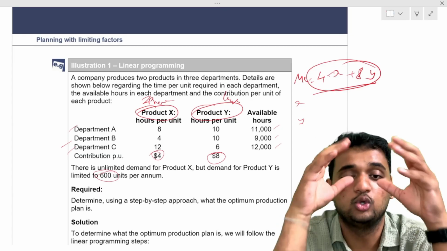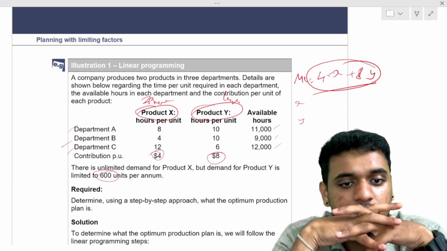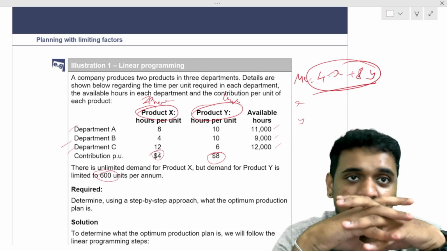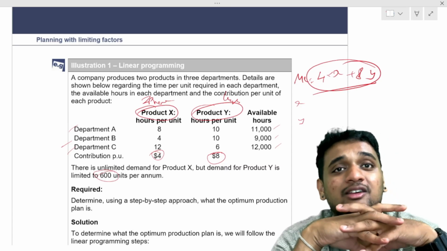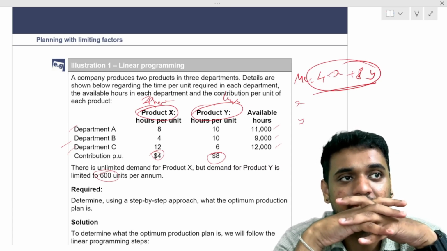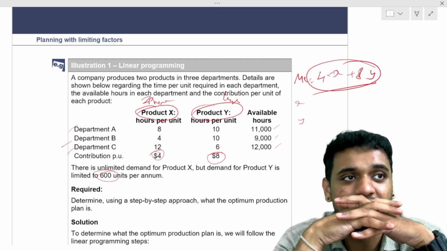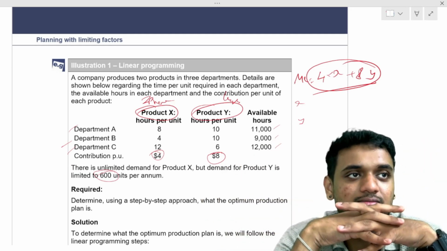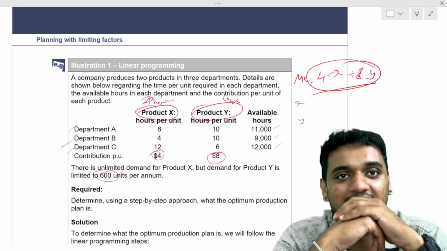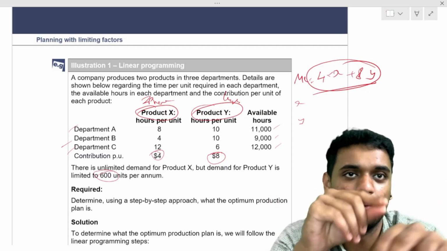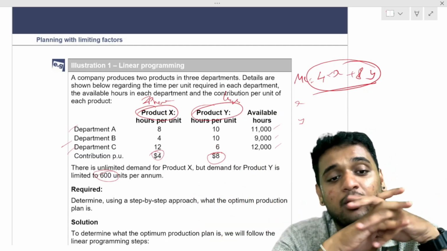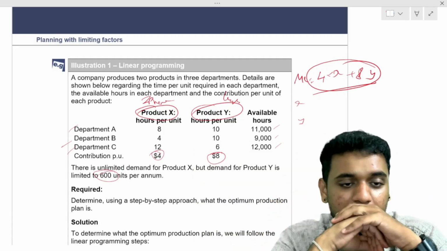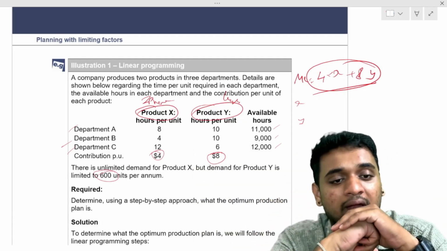Department A, what is the total number of hours available? 11,000 hours are available. How many units of X are we producing? X. That's what you assume on starting. You are assuming you are producing X number of units and Y number of Y units. So how many number of units you are producing? X number of units. Second one, Y.